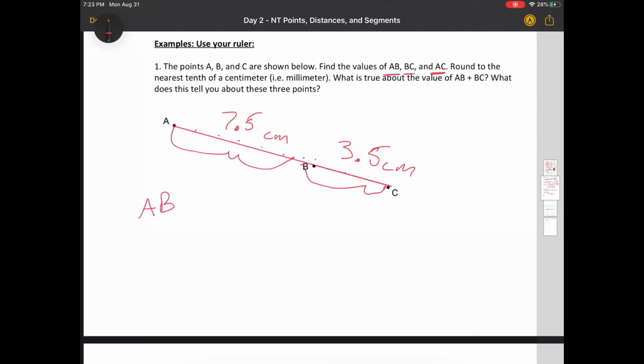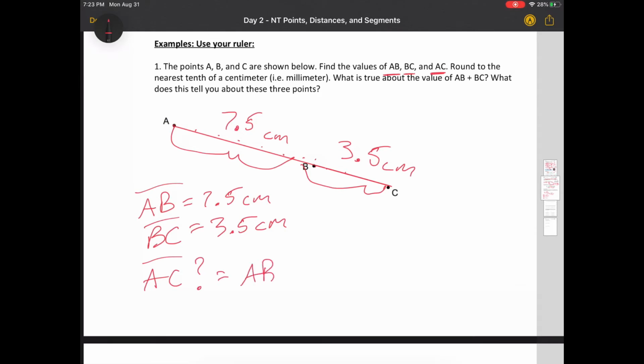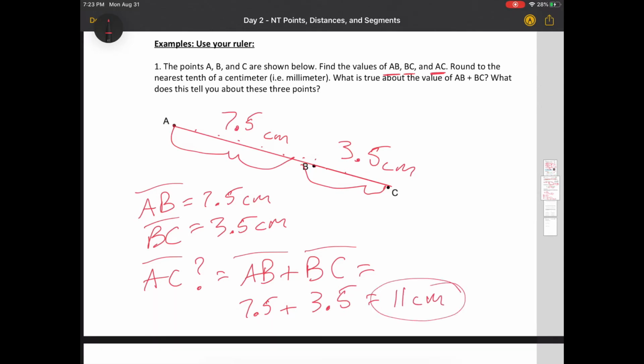So we got our segment AB here, 7.5 centimeters. We also got our segment BC, 3.5 centimeters. Now, just like I said before with our segment addition, if we wanted to get AC, we would have to do AB plus BC. So we're just adding the lengths of our two segments. We had 7.5 plus 3.5, and that will give us 11 centimeters. All we did was our segment addition we just showed above, and we measured our two segments put together.